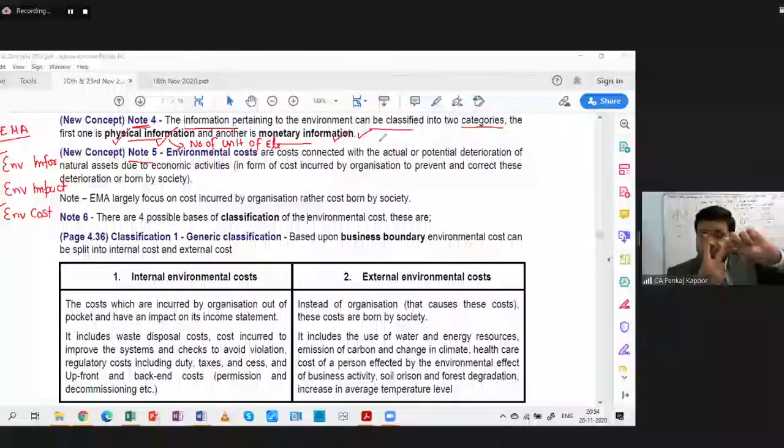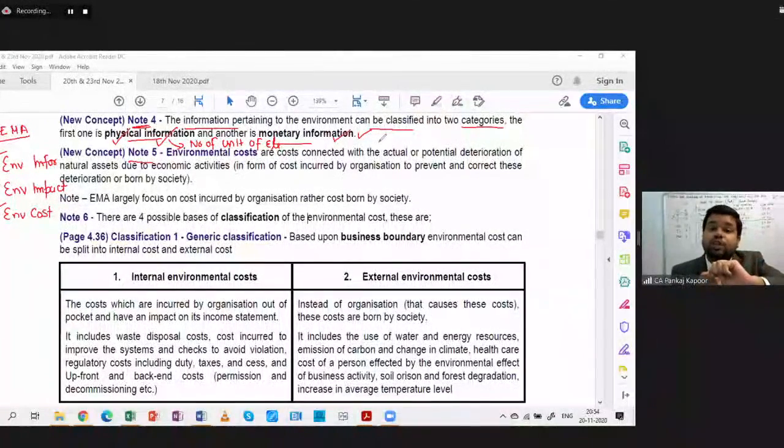The first one is a physical one. Physical one means how much material we use, how much waste we generate, how much carbon we created, what is our impact on the air quality. These are the physical information.